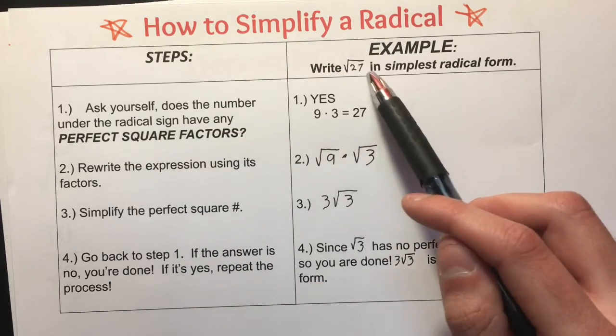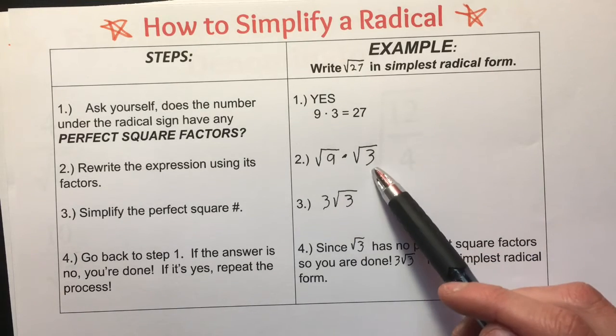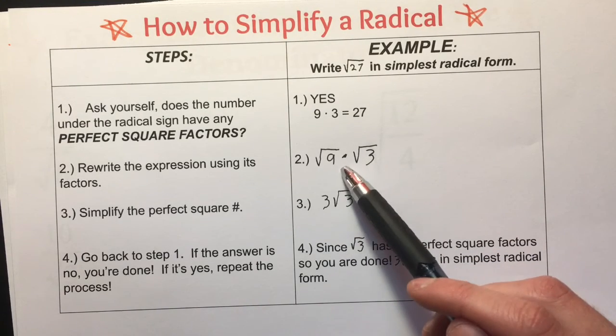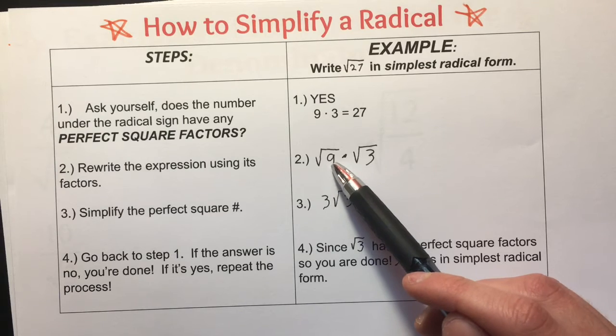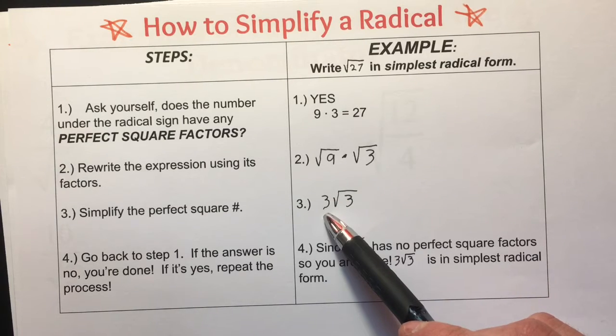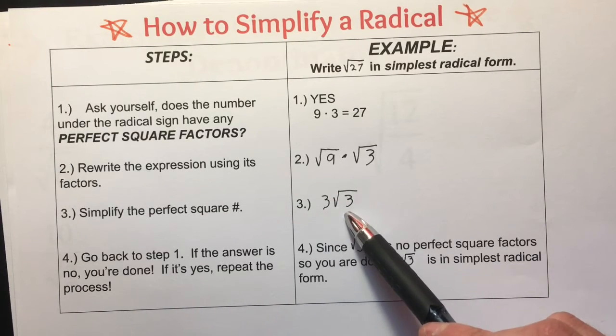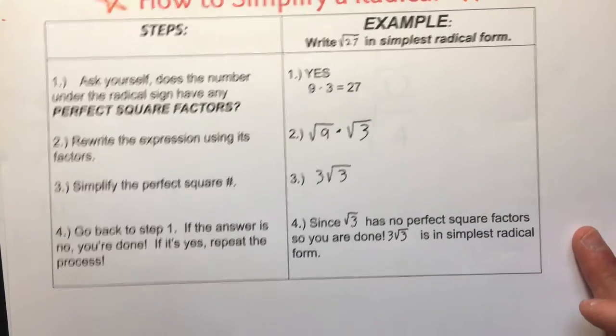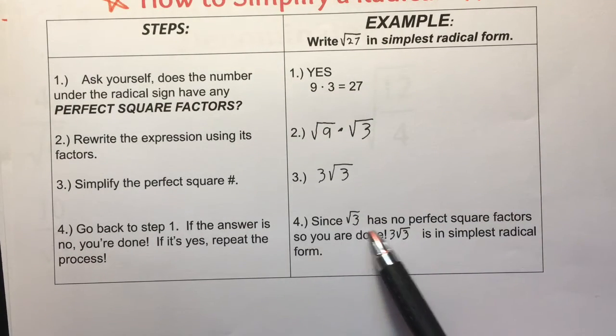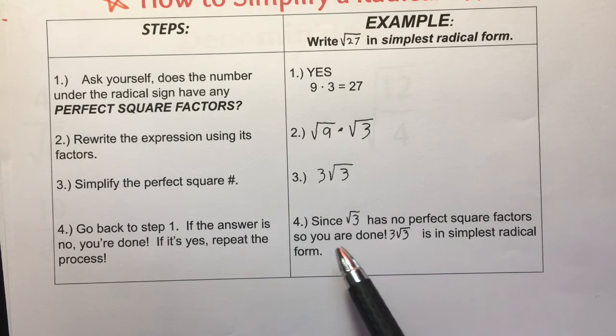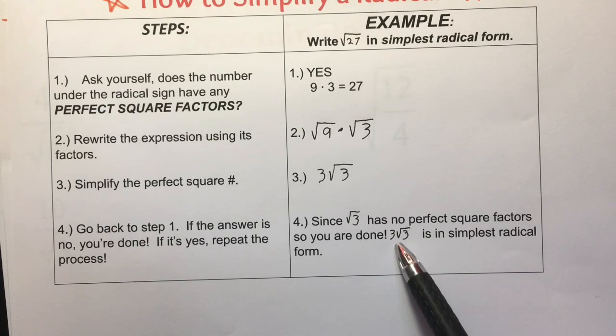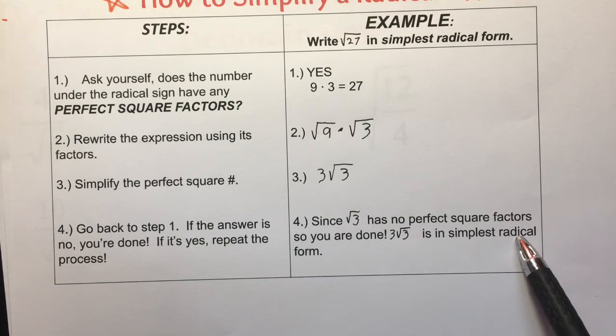So the square root of 27 equals the square root of 9 times the square root of 3. And because the 9 is a perfect square, we can simplify that to just 3. So we have 3 root 3. And then, since the square root of 3 has no perfect square factors, you are done. 3 root 3 is in simplest radical form.